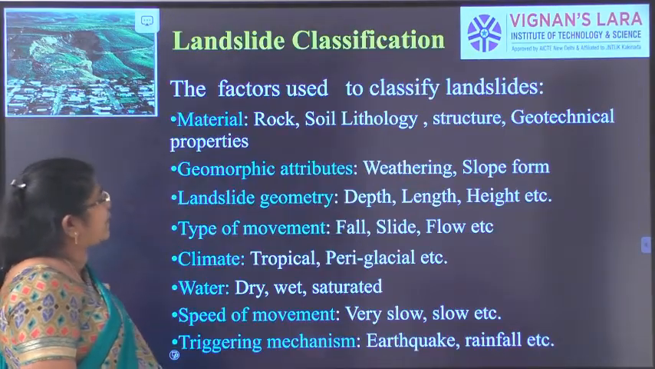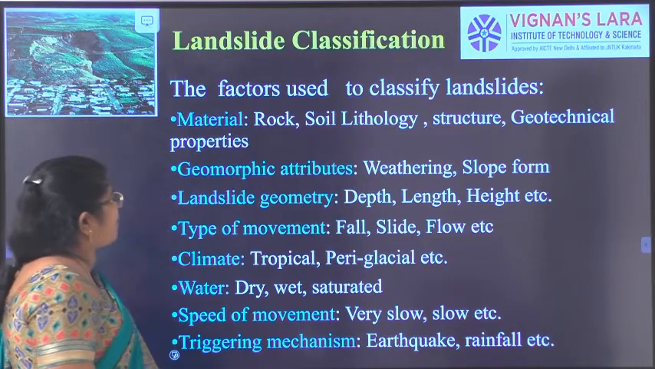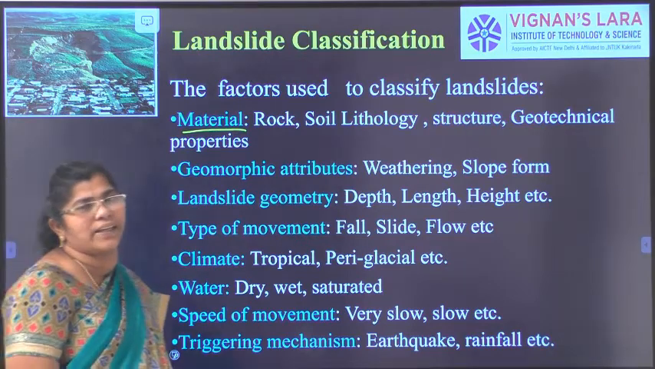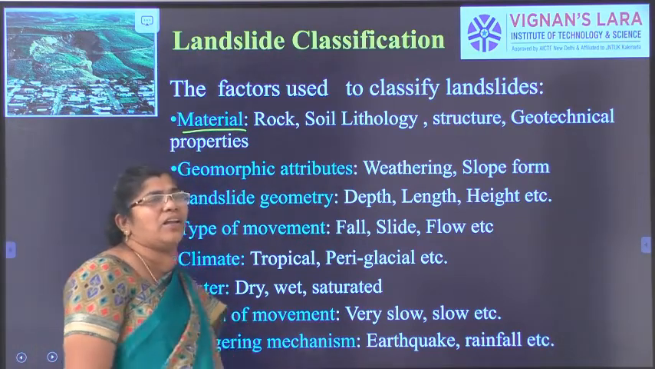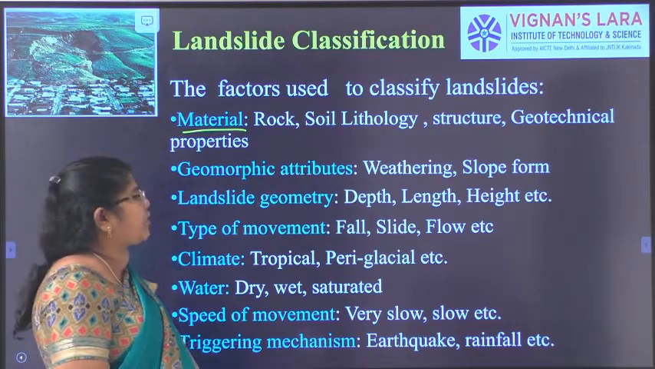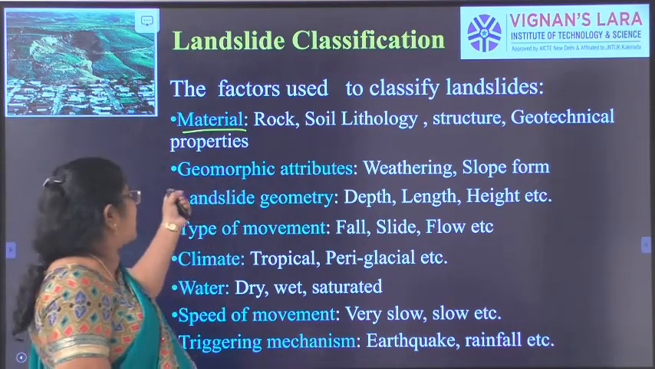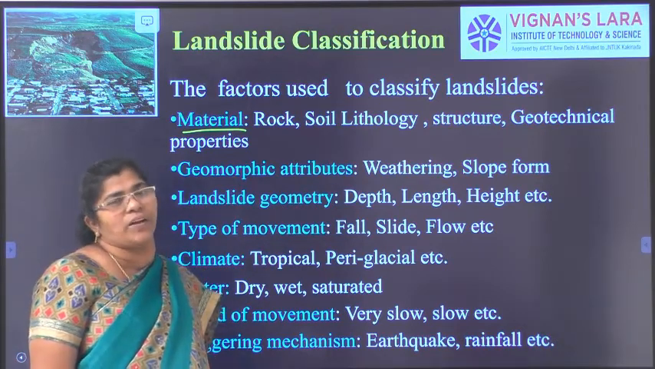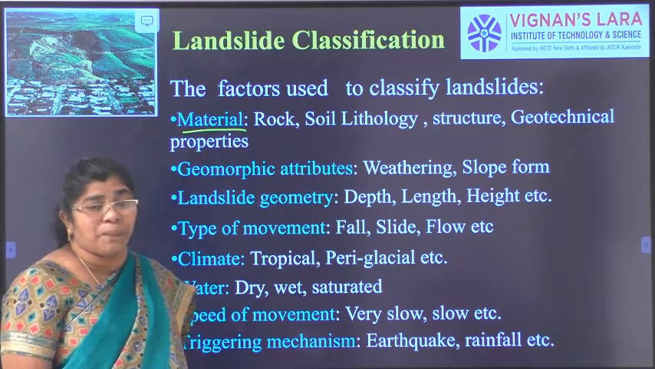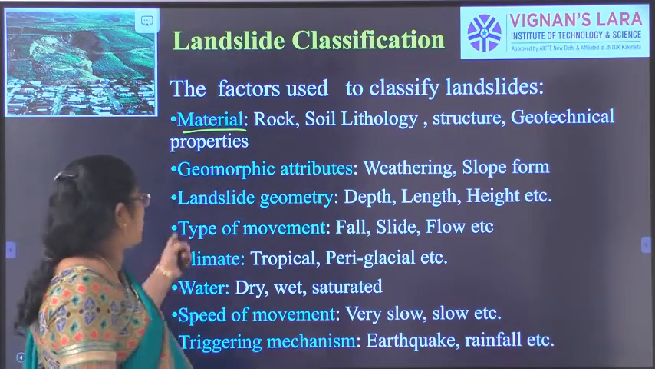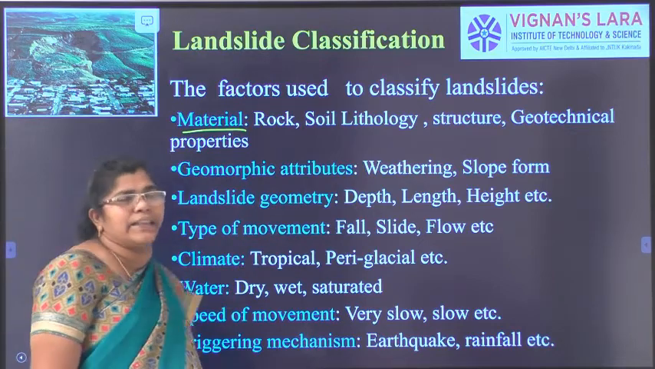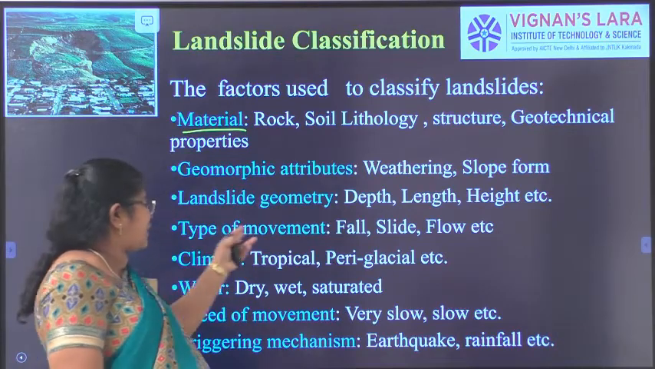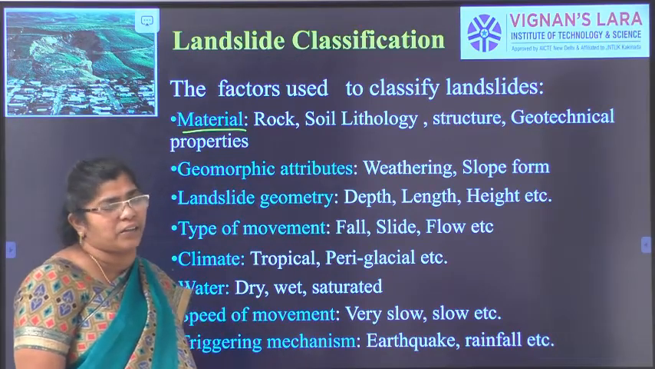What is the classification of landslides? It is based on the material: what is the type of rock, what is the lithological layer, how soft the rock is, what is the movement of the rock, and the structural and geotechnical properties. Then the geomorphic attributes, the weathering and the slope form. What is the formation of the slope, what is the weathering condition, is there erosion, which part of erosion will be there, everything. And the third one is the landslide geometry: the height, depth and width of the rock, and also the type of movement, whether it is a fall, slide or flow, etc.